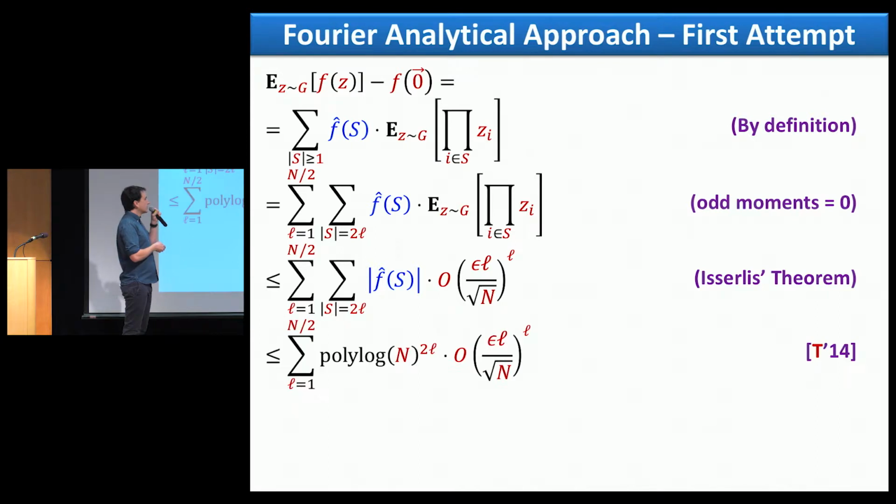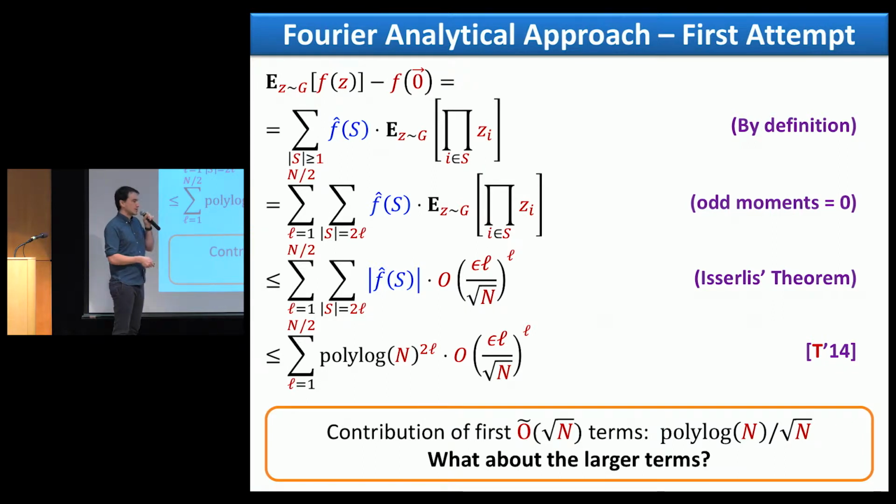And now we're using these results that I mentioned. So now we are looking at the sum of coefficients of sets of size 2L in absolute values. And we know that this is bounded by at most polylog n raised to the 2L. And let's see if what we got is good or not. So if we look at L equals 1, we get something like polylog divided by square root n. This is great. L equals 2, we get something even smaller than that. So on and so forth. So the first L's look very promising.